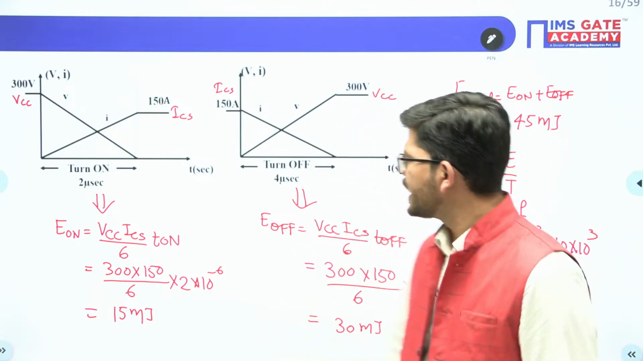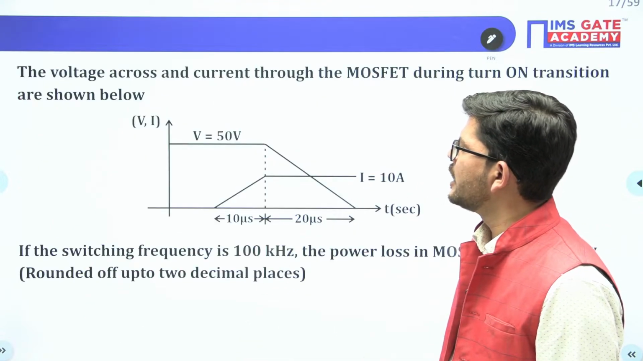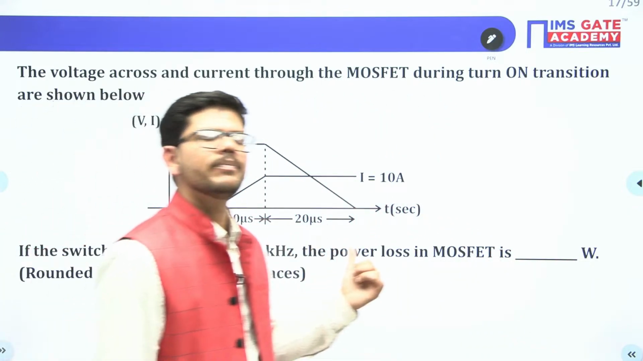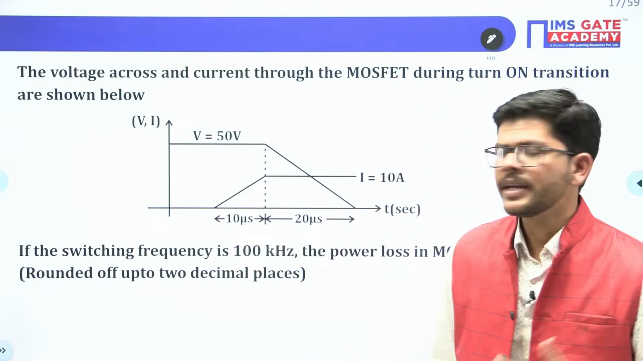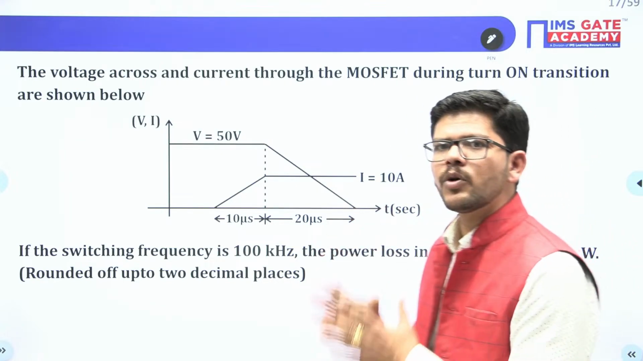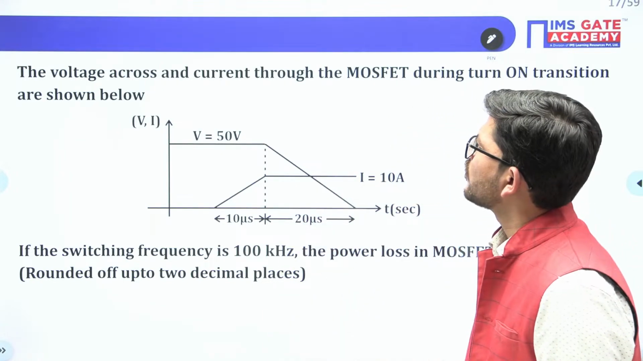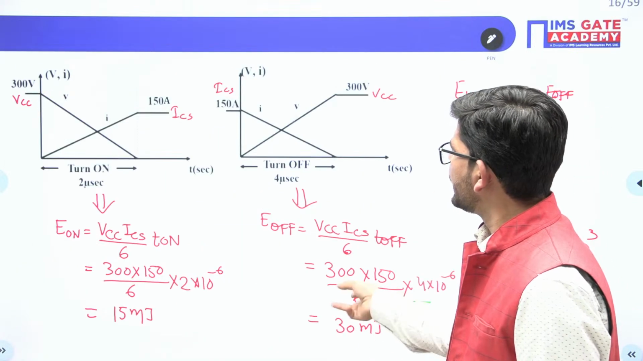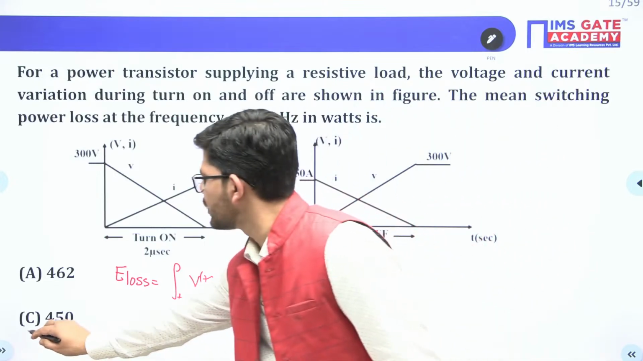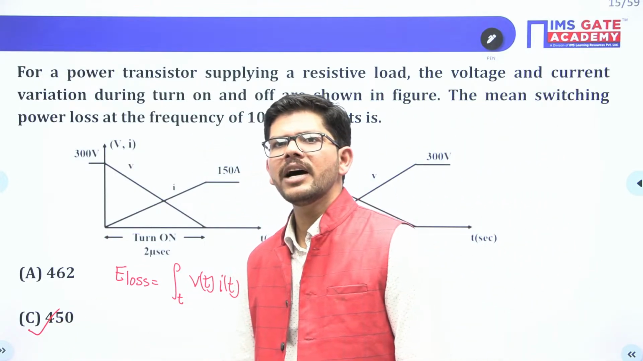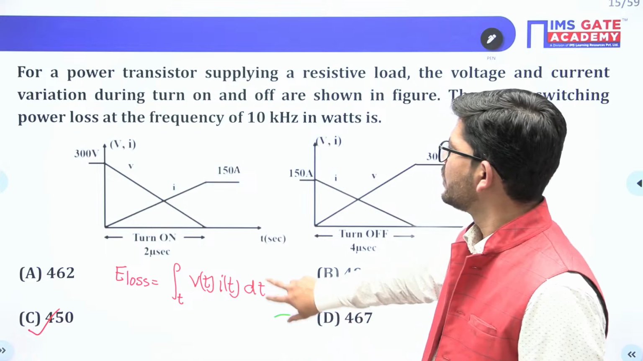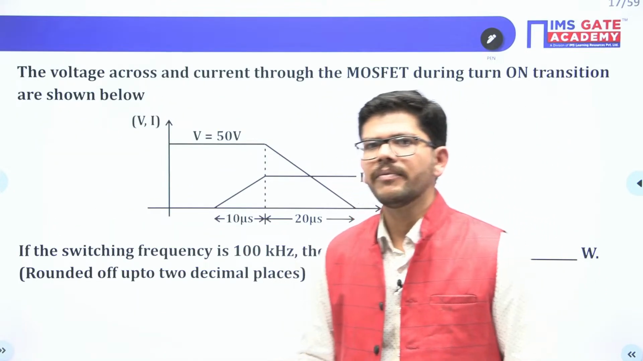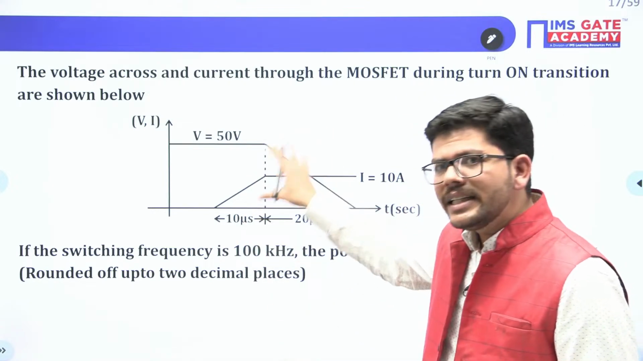But what happens if the voltage and current are not both varying, like you can see in this particular problem? Just read this problem with me. The voltage across and current through the MOSFET. So which option will be correct here? Option C will be correct. I think Naru has answered this correctly. Very good, Naru. I think you are very well prepared for the exam. Now just see this particular question.